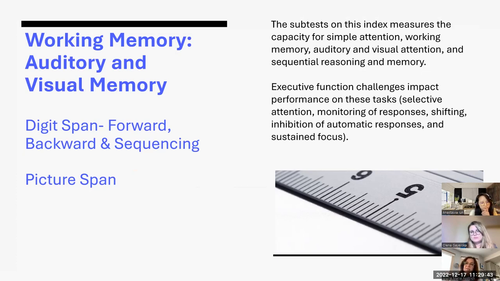I always give the example of students being able to understand how to complete multi-digit math, division or multiplication problems. There's a sequence to solving those, or algebraic problems or geometry problems. There's a sequence that needs to be followed, and that is part of your sequential reasoning.